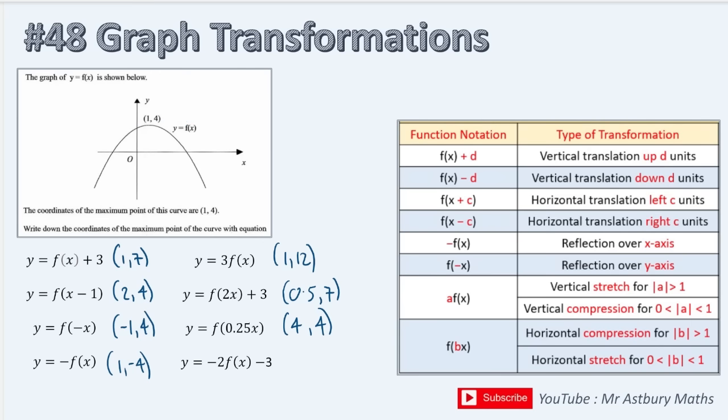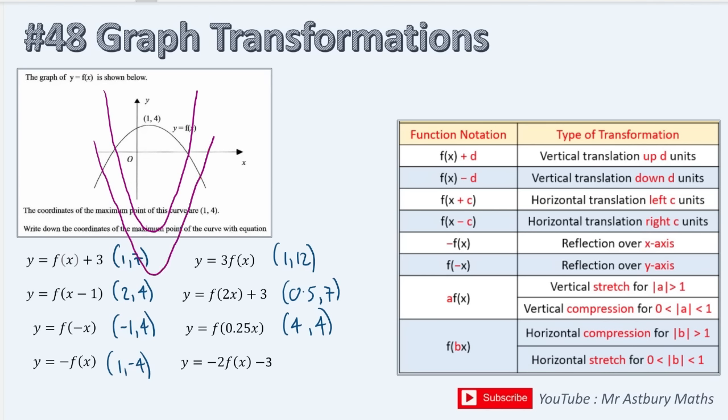Okay, last one. Minus 2 f of x minus 3. We are going to reflect it first. That's the minus outside of the 2 f of x. Then the 2 is going to stretch it in the y-axis. So it's then going to get stretched all the way down like that. And then the minus 3 is going to drop it down another 3 all the way down like that.